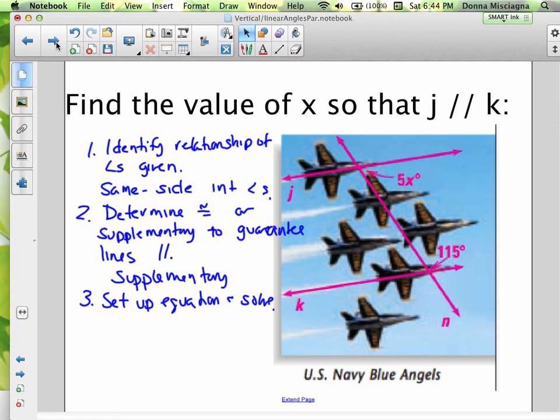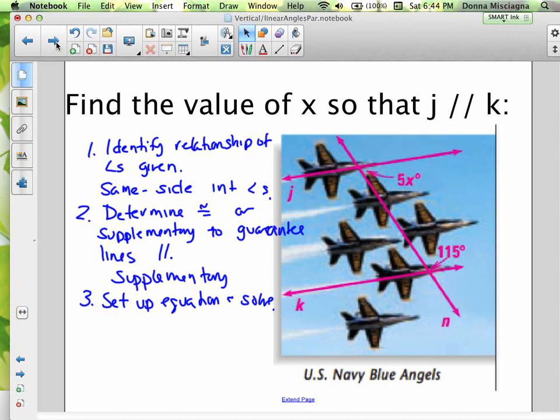All right, so we want to find the value of x so that line J is parallel to line K. So here we have the U.S. Navy Blue Angels shown in the picture. That's an actual photograph. It's blown up quite a bit, so maybe a little pixelated.